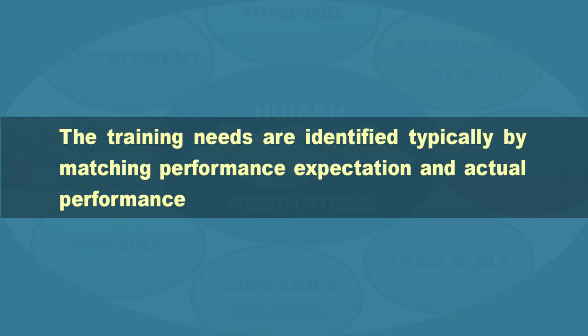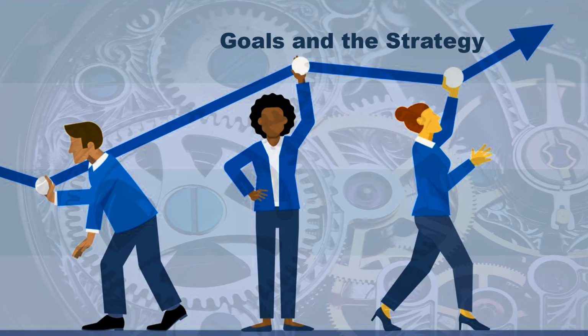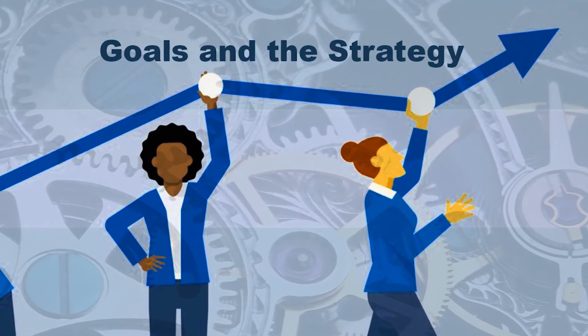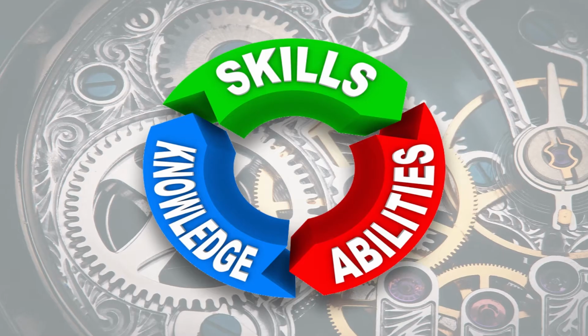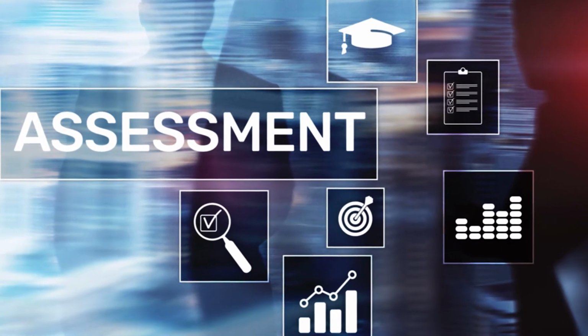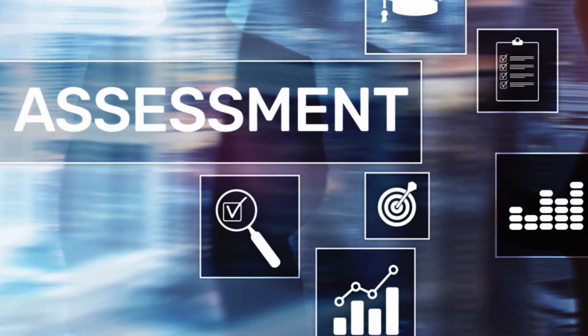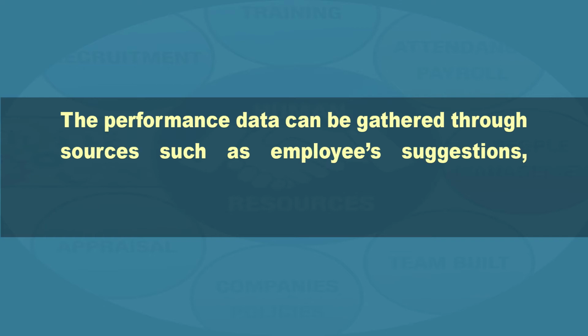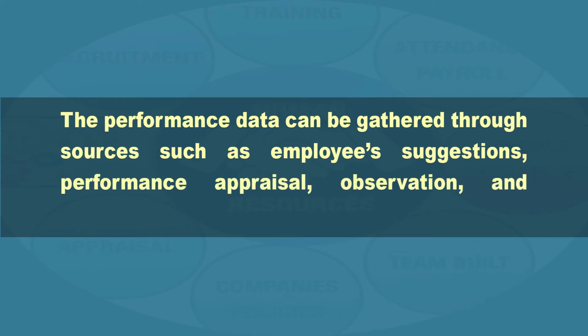The needs are identified typically by ascertaining performance expectation and actual performance. Performance expectations are determined on the basis of the organization's goals and the strategy chosen for achieving those. These are linked to the knowledge, skills, abilities and other characteristics expected of an employee or a group. Next, current performance is evaluated and actual knowledge, skills, attitudes and other characteristics are assessed. The performance data can be gathered through sources such as employee suggestions, performance appraisal, observation and supervisors' feedback.